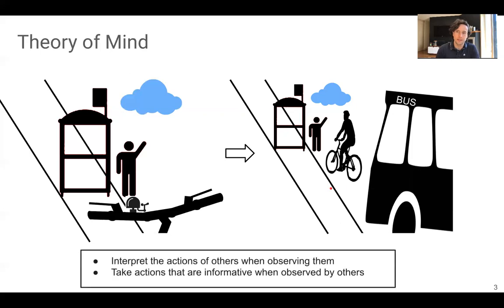And this ability of humans to interpret the actions of others when observing them, and to also act in a way that's informative when being observed by others, is commonly summarized as theory of mind. And it's absolutely crucial whenever humans are interacting amongst each other. Doesn't matter if they're communicating or otherwise coordinating, but also when we want to coordinate with humans as AI systems, right? And this theory of mind is in particular relevant in partially observable, fully cooperative settings, which is what we'll focus on in this talk.